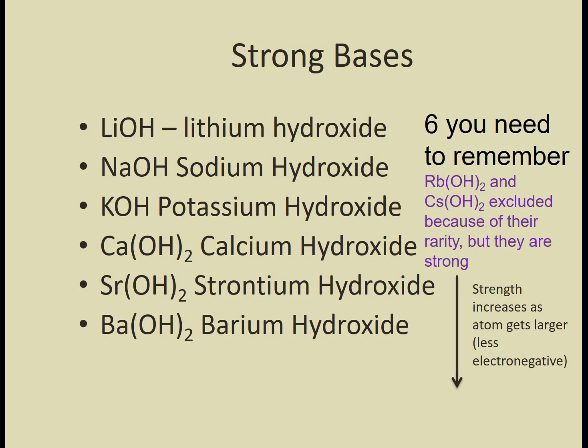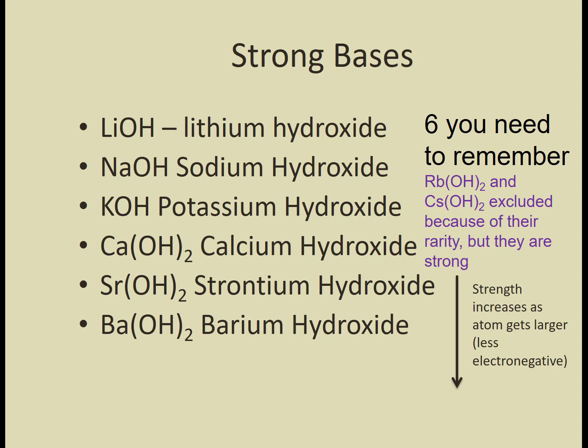For the strong bases, there are also six of them. It is hydroxide that bonds with the alkali metals and the alkaline earth metals, so those first two metal families. So starting with the very first metal in the alkali metals: lithium hydroxide, sodium hydroxide, potassium hydroxide. The rest of the alkali metals with hydroxide would be strong, but they tend to be very reactive, so they're not very common in the laboratory.